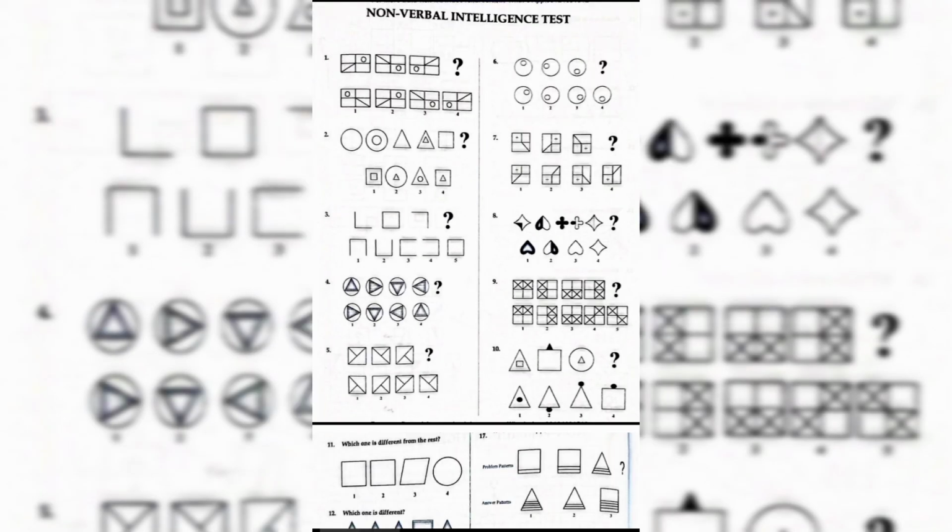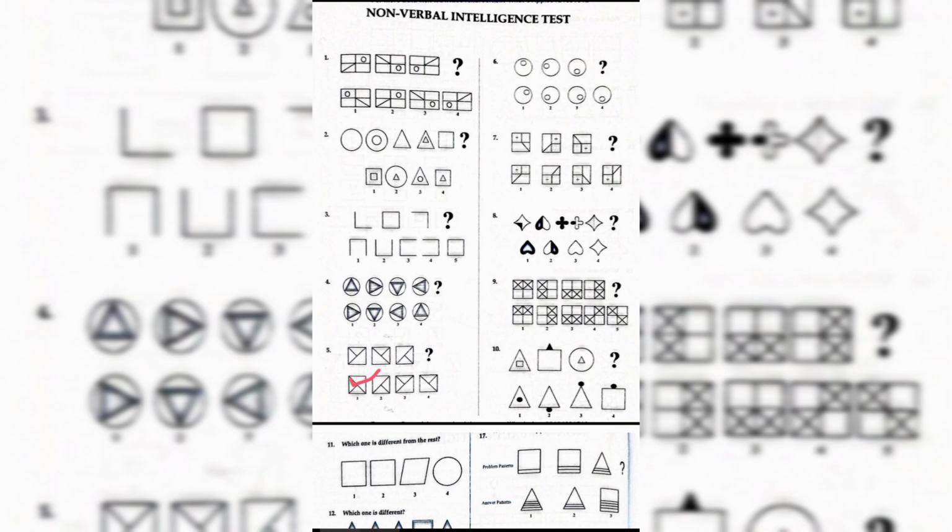Identify the option that logically continues the sequence. The answer is right, number 1, because shading rotates clockwise in the squares. Let's go to the next question. Question number 6.